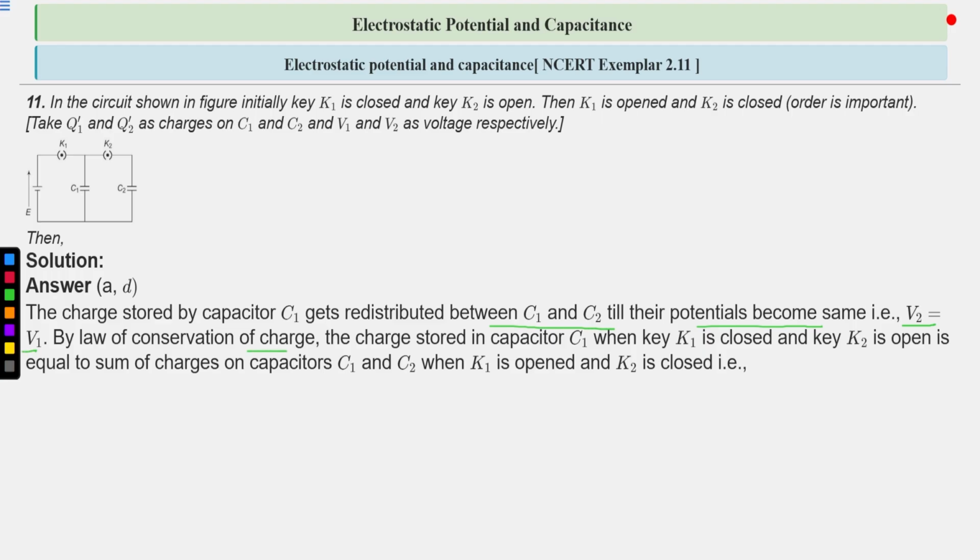By the law of conservation of charge, the charge stored in the capacitor C1 when key K1 is closed and key K2 is opened is equal to the sum of charges on capacitors C1 and C2 when K1 is open and K2 is closed. So when we open K1 and close K2, C1 will be connected to C2 in a parallel combination. The redistribution of charges will continue till the potential is the same across both the capacitors, meaning a common potential will be attained. And charges will remain conserved. Charges before the connection and after the connection with C2 will remain conserved. That is Q1' plus Q2' will be equal to the initial Q on C1.